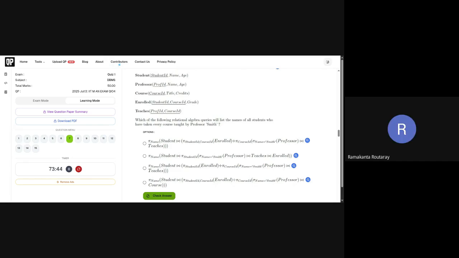I'm not sure, but I think A, professor and teachers, is the correct one because all the others are not going to give the output that we want. Because if you see the last one, the name is Smith and professor and teachers is joined, which is getting divided by the student ID and course. Yes. What about the second one?